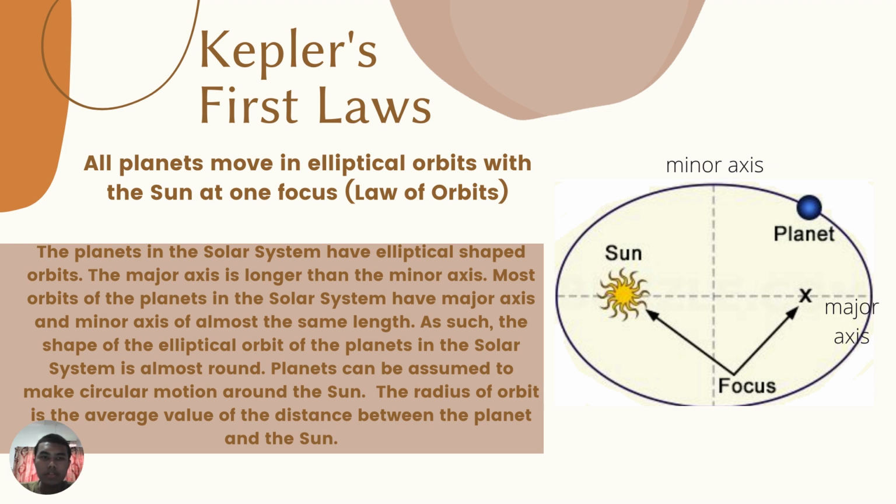Most orbits of the planets in the solar system have major axis and minor axis of almost the same length. As such, the shape of the elliptical orbit of the planets in the solar system is almost round. Planets can be assumed to make circular motion around the Sun. The radius of orbit is the average value of the distance between the planet and the Sun.